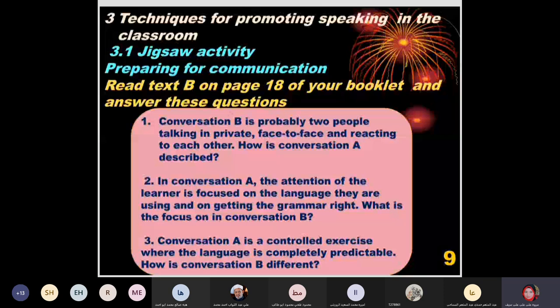Now, have you finished? Time is up, so it's time for answering the questions. Have you read this part, everybody? So let's start discussing the first question. Conversation B is probably two people talking in private, face to face, and reacting to each other. How is conversation A described? Who can tell me?